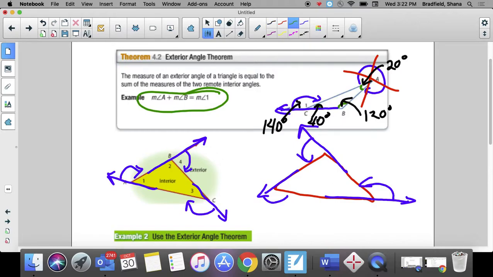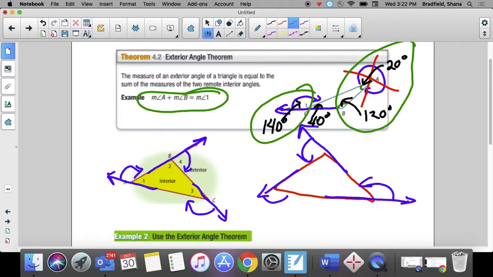So the theorem tells me that the measure of an exterior angle, which in this case is 140, is equal to the two remote interiors. So remote means far away, which means not next to. Angle C is next to the exterior angle, so we wouldn't count that one. We want the remote ones, and it's the sum of the angles that are further away that add up to the exterior angle.